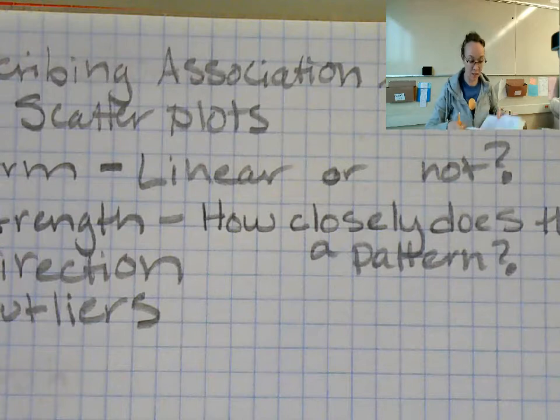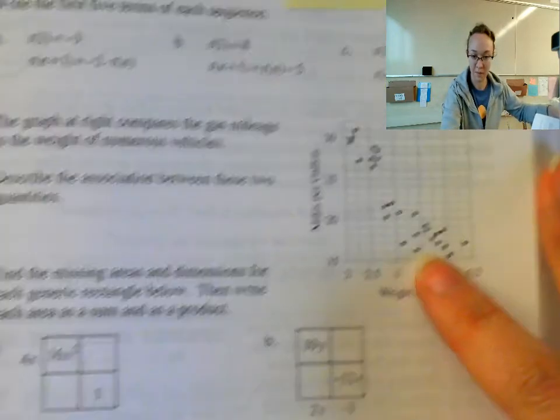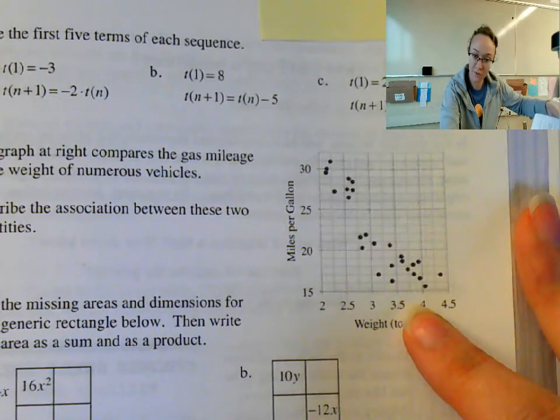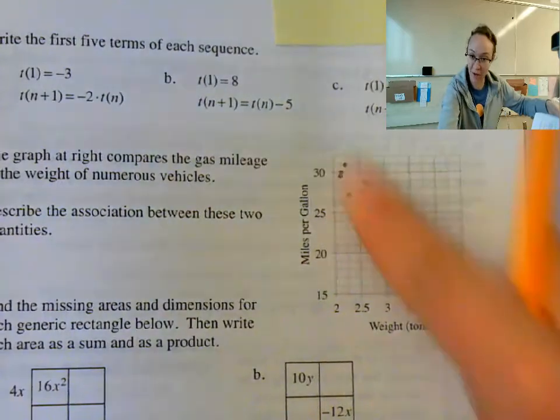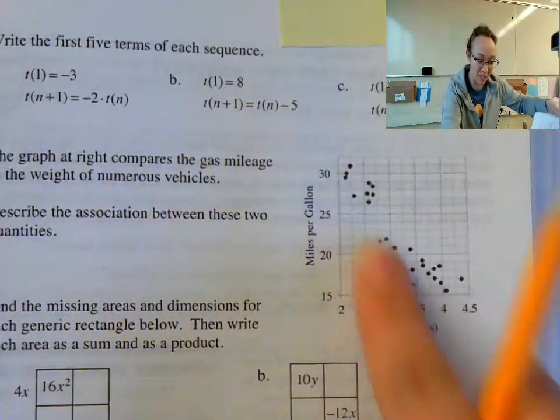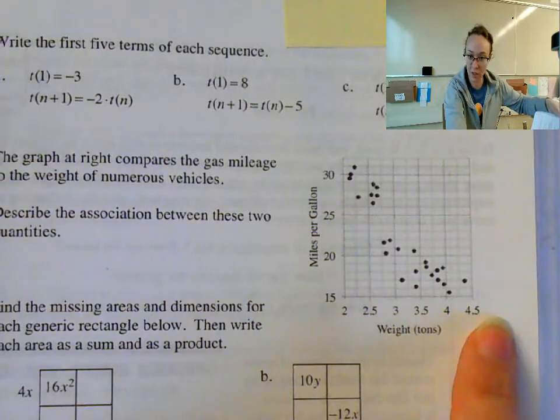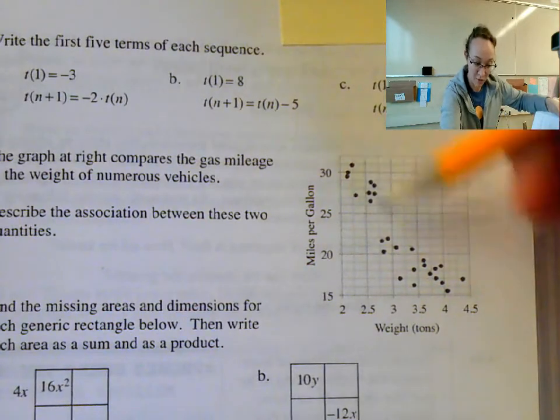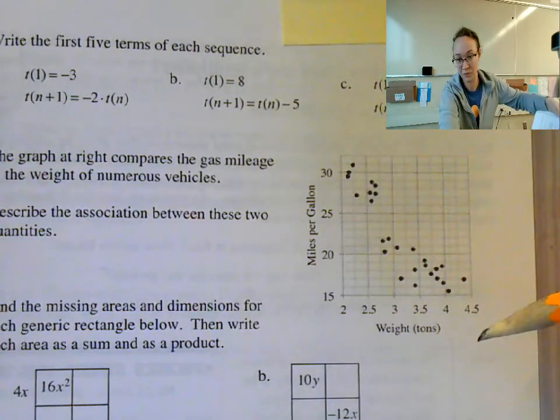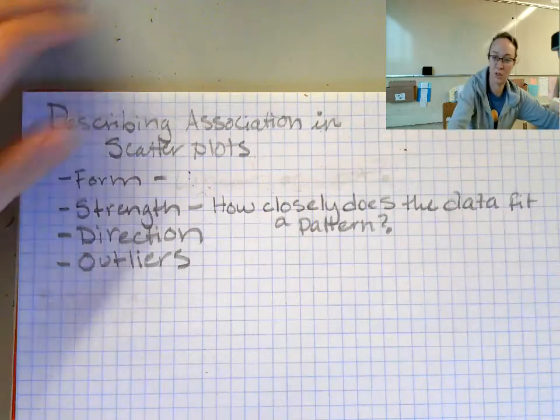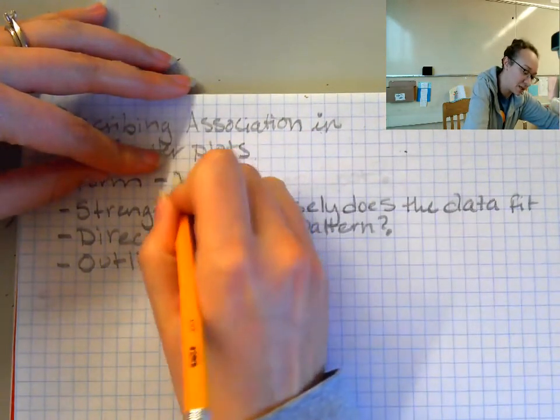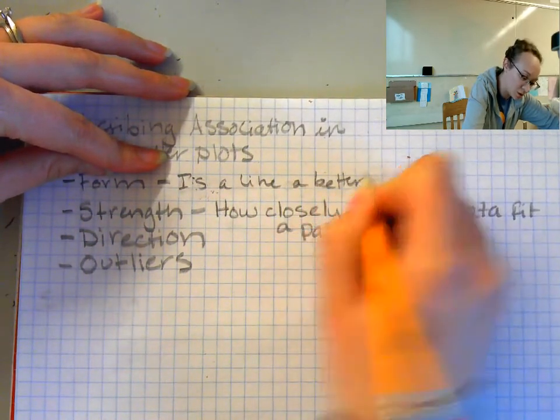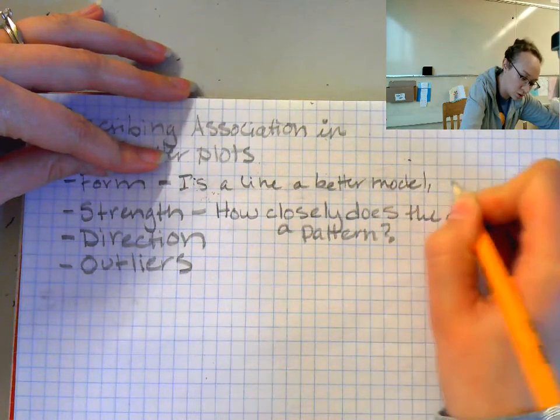Whereas something like this, that's a moderate association. It's not super strong, but you can tell there's a pattern here. It's generally going down as the weight goes up, and it would be linear. It's not curved. If you were to draw something for it, a line would be better than a curve. So I'm actually going to erase what I wrote before. I want us to say, is a line a better model or a curve?